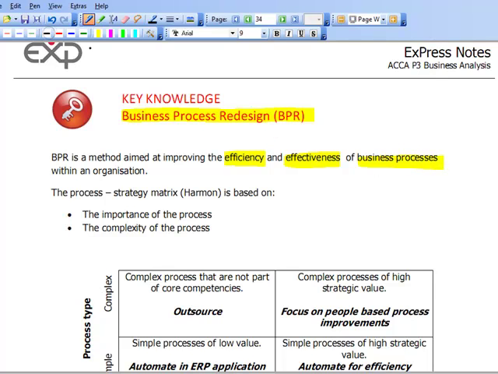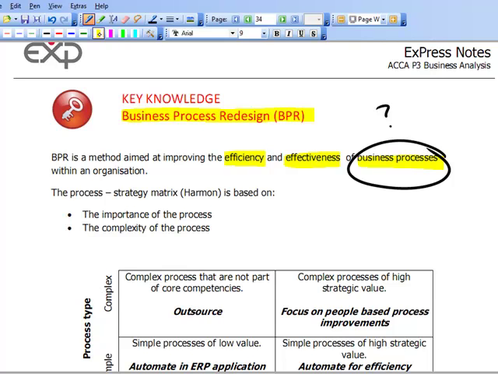Now, just want to break away a bit. What do we mean by business processes? This often confuses students, and it sounds quite complex, but in effect, business processes are things that a business does. Keep it as simple as that. It's the processes, the activities it undertakes. So, business process redesign is redesigning the way an organization undertakes business.